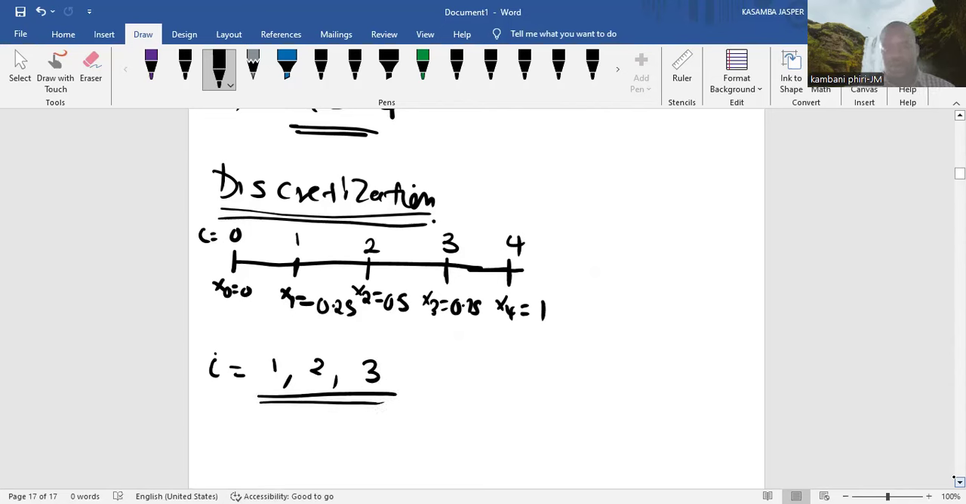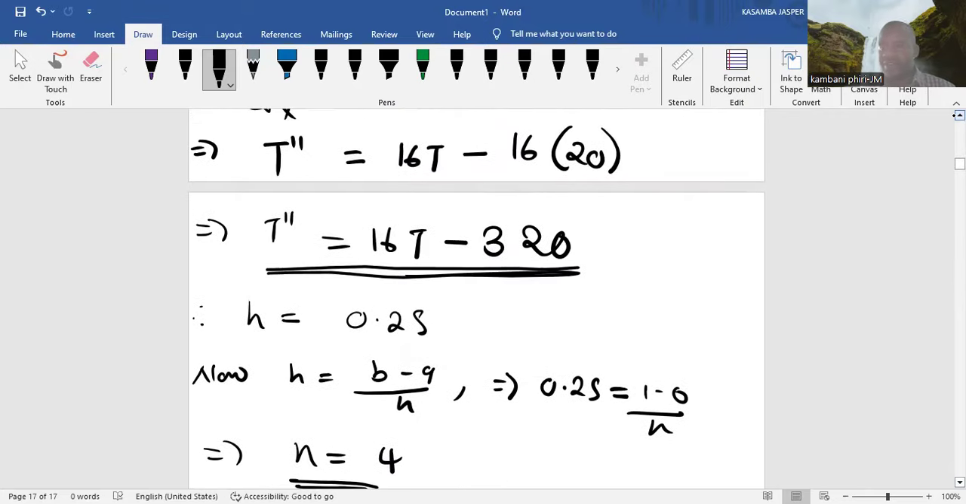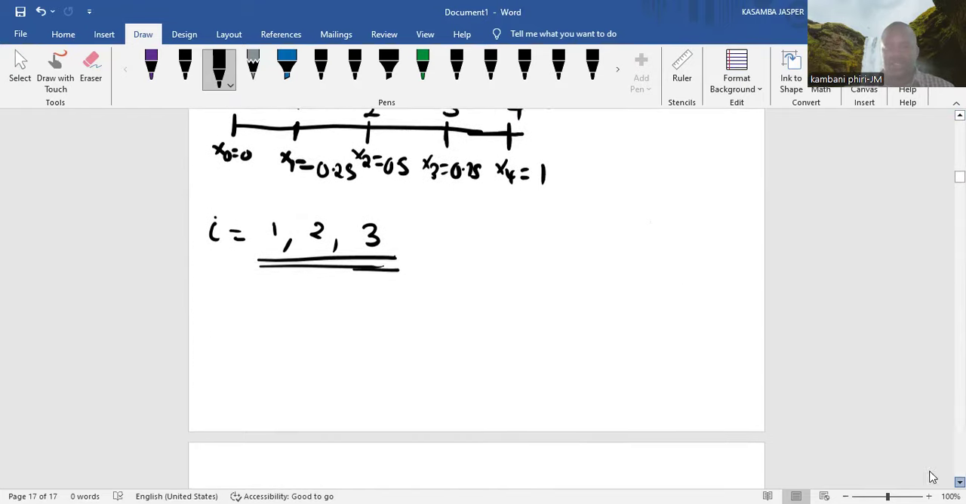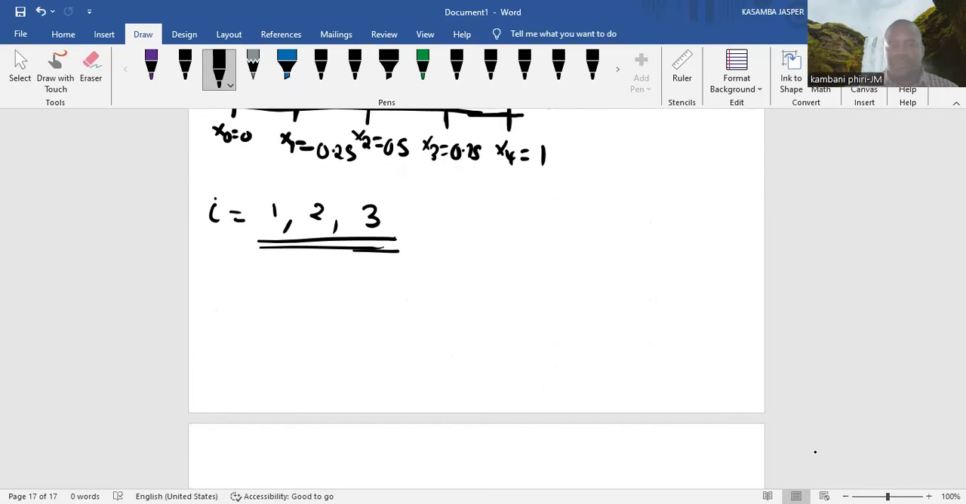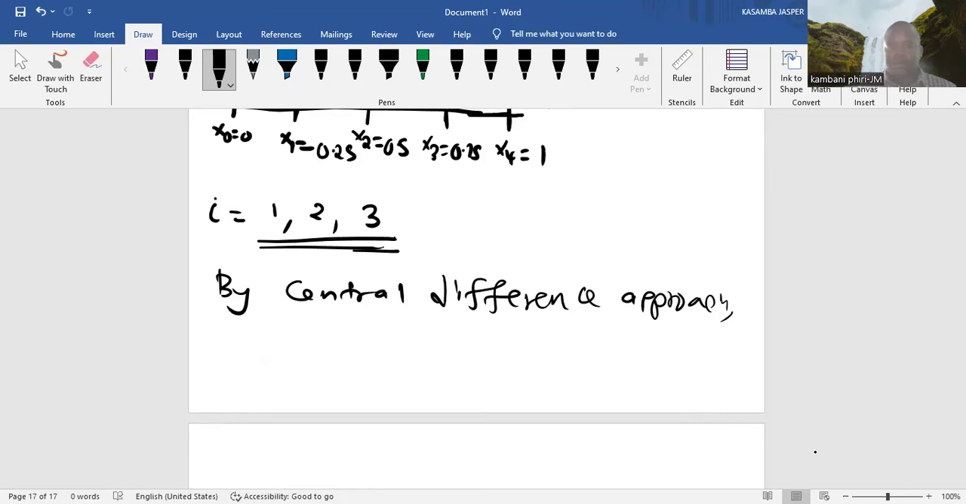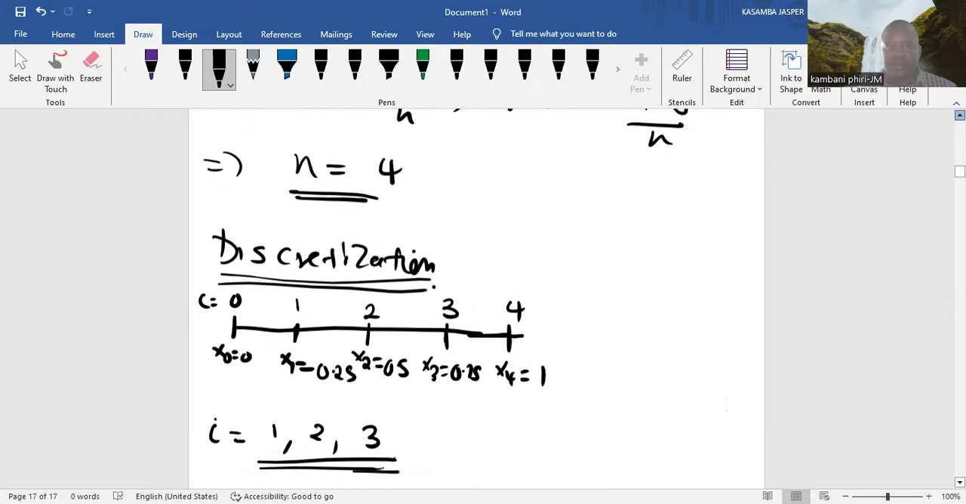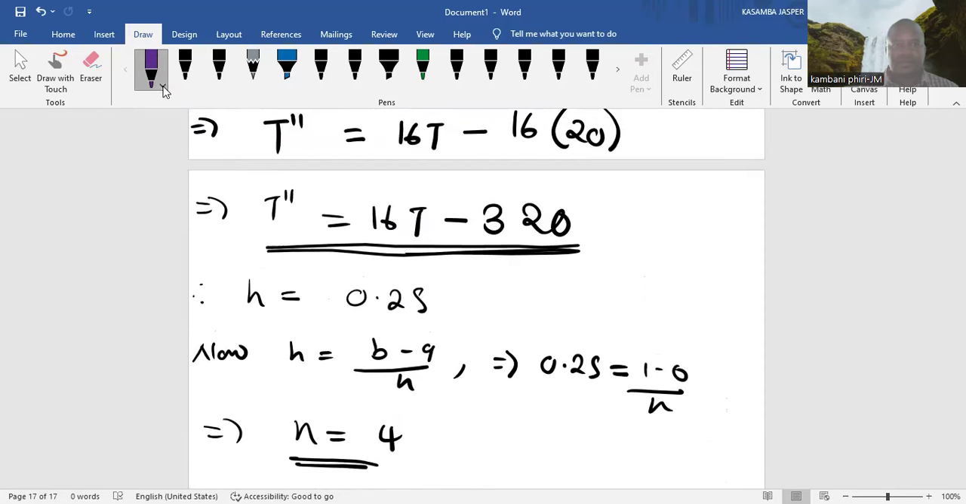Now, since our differential equation has got the second derivative, we can apply the central difference. So by the central difference approach, we'll have T(i+1) minus 2T(i) plus T(i-1), everything here divided by h squared. So that this part has been replaced by what is down here.